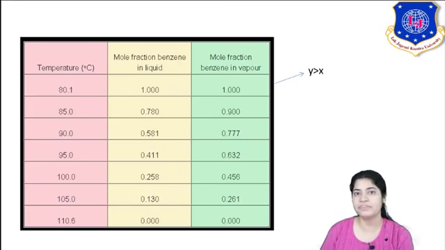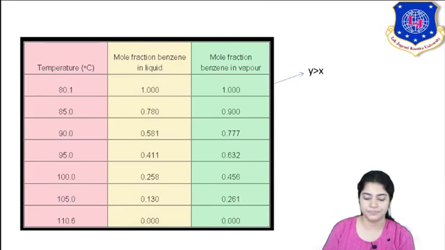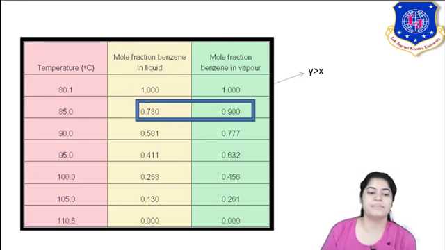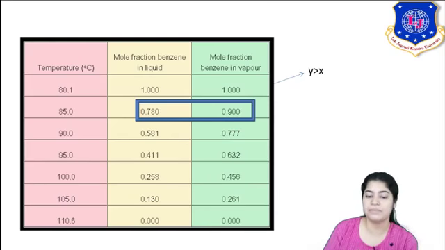Okay, if my vapor phase composition is not more than liquid phase, then it is totally a useless method. For example, you can see over here, in liquid phase composition, you have benzene as 0.78, whereas the mole fraction of benzene in vapor is 0.9. So what do these two numbers represent? They are the equilibrium compositions at 85 degrees Celsius.